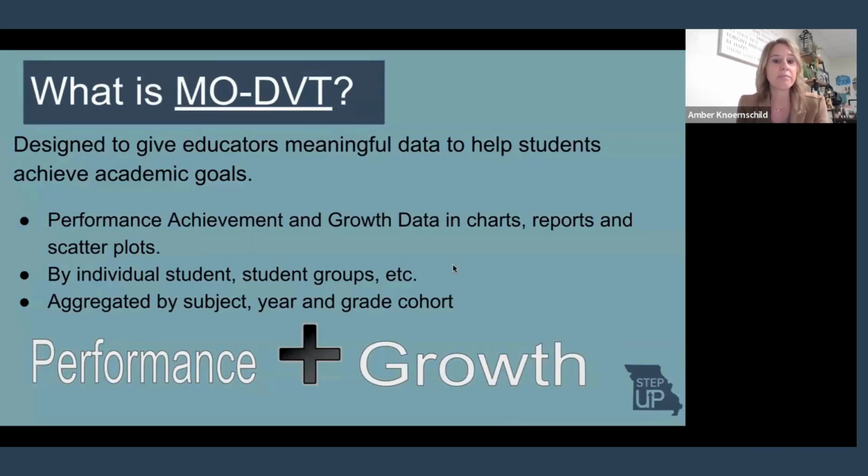So it's performance achievement and growth data in charts and reports and scatter plots. Again, you can do it by individual students. You can group them by different cohorts. One of the things I really think is cool about it is that you can see what the performance could look like over time. So you can trace that 5th grade student all the way up to their math or their EOCs. And so it really does give you some of that growth data that I had never thought about before.